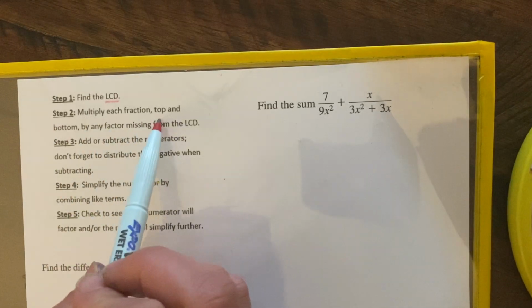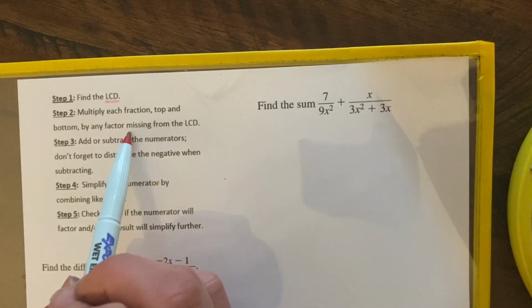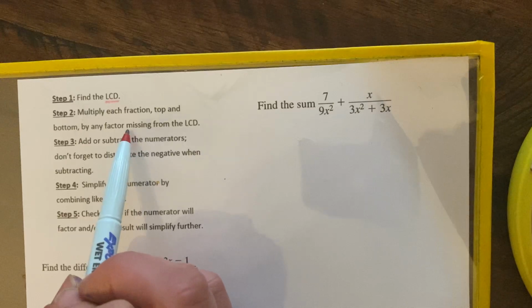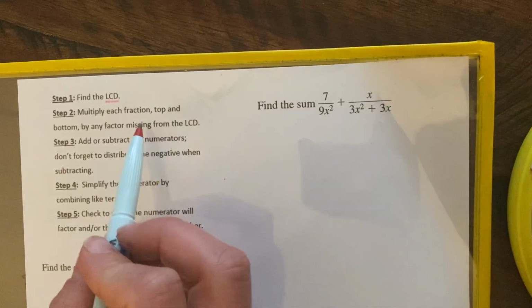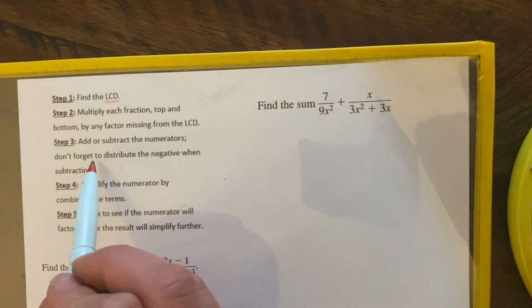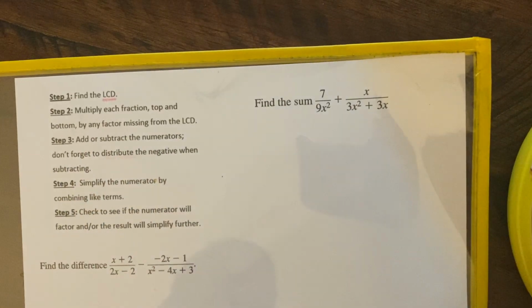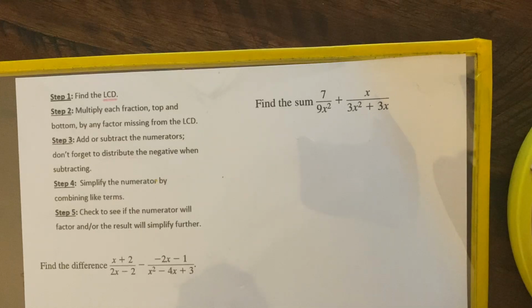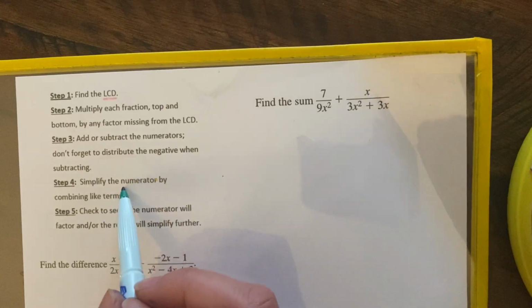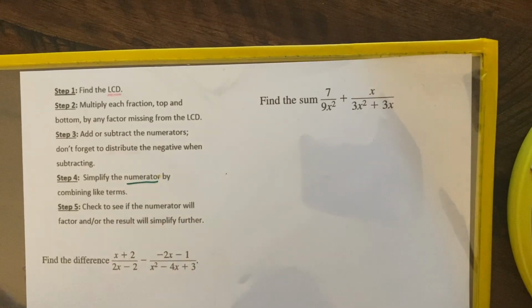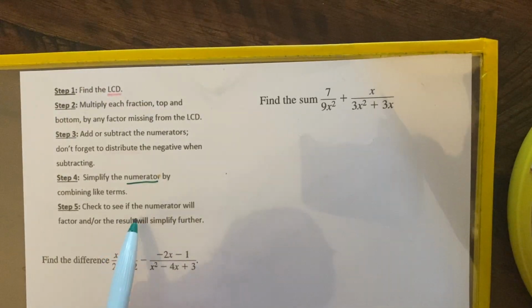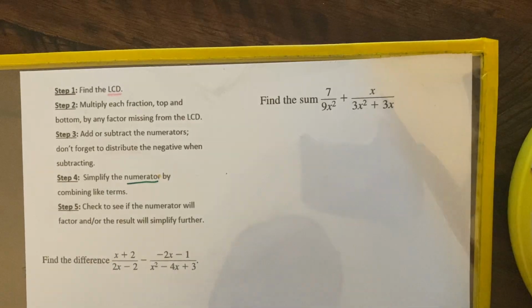Multiply the fractions, top and bottom, by any missing factor. So kind of like the ones we did on the front side when they're missing, you've got to multiply top and bottom. Don't forget that. Add or subtract the numerators. Don't forget to distribute any negatives. And then we're going to simplify only the numerator. We don't want to simplify our denominator. We're always going to leave that in factored form unless we can simplify it at the very end if you have any common factors top to bottom.